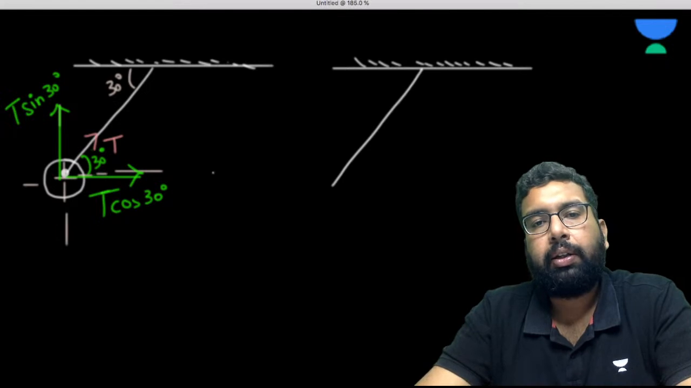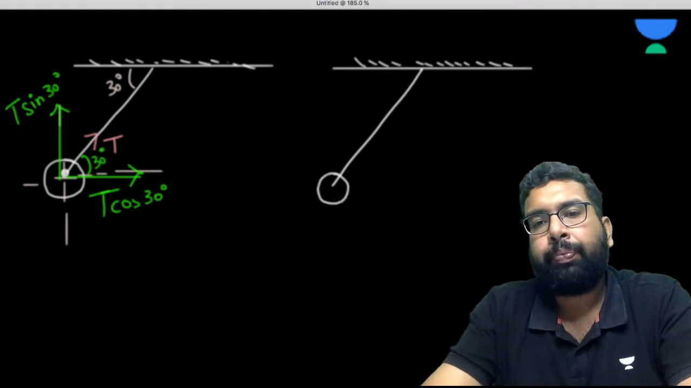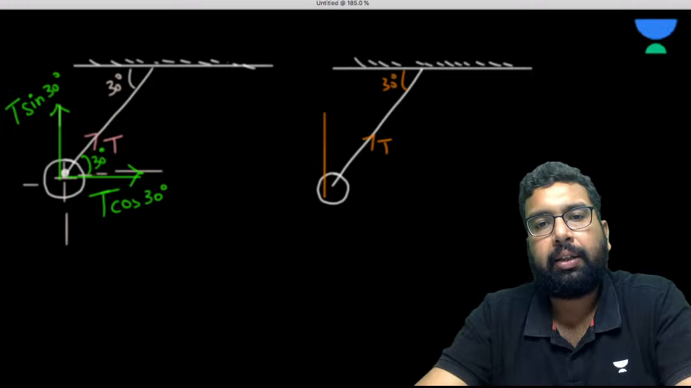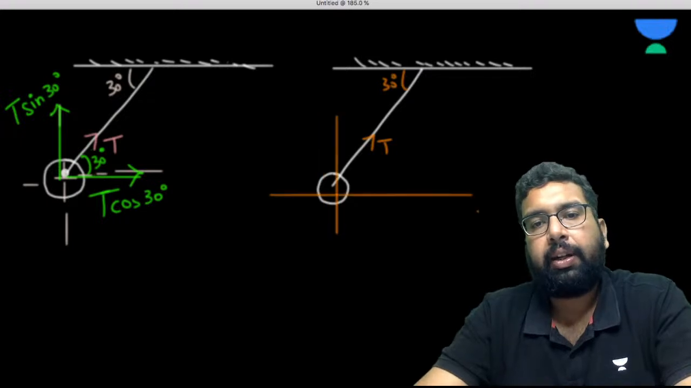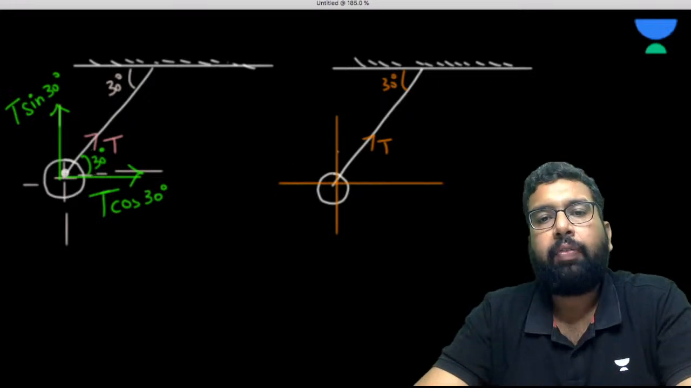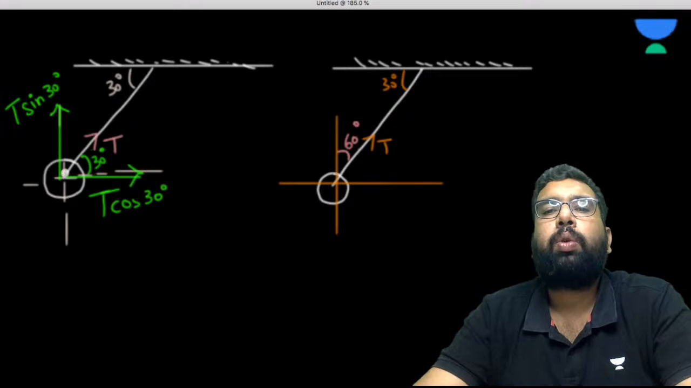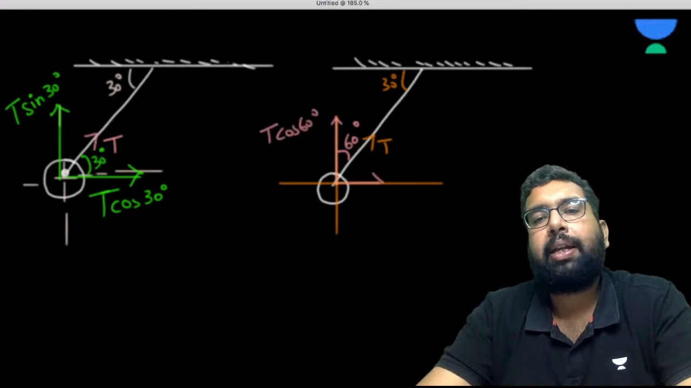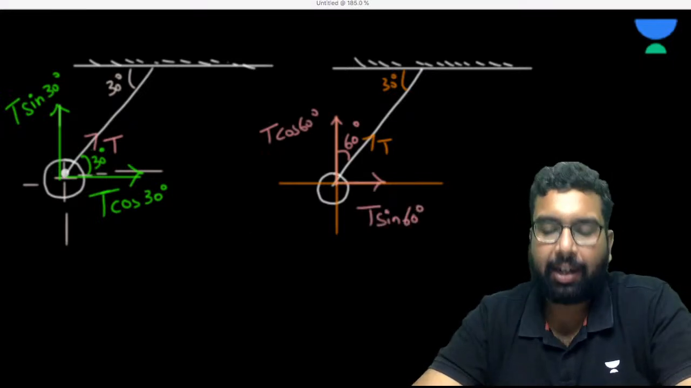So this is a ball, this is the tension T, and this is when 30 degree. So obviously this is going to be 60 degree. Now if this 60 degree you sort out first, so what is going to be the component here of this T? This is going to be T cos 60 and this is going to be T sine 60. So both the ways you are going to get the correct answer.